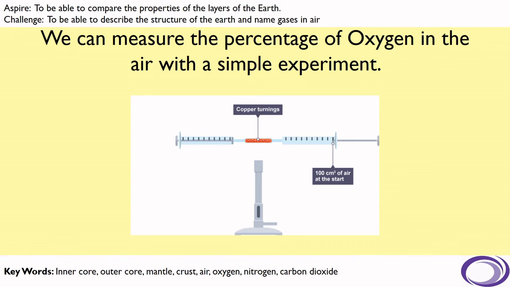Now we can actually measure the percentage of oxygen in air with a very simple experiment, which involves 2 gas syringes, some copper turnings and a Bunsen burner. And I've found a video of this investigation to show you.